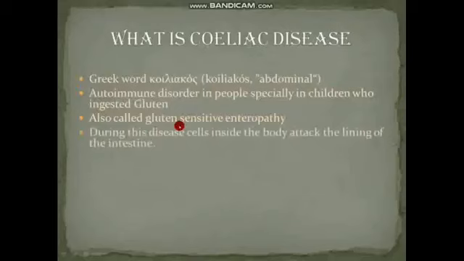Now, what actually happens in celiac sprue during this disease? The cells inside our body start attacking the small intestine, the layers of the small intestine, which means the layers of the small intestine will be damaged. So when the layers are damaged, the body is unable to digest the food properly and unable to absorb energy. Why? Because the intestine does not have the ability to absorb vitamins and minerals.